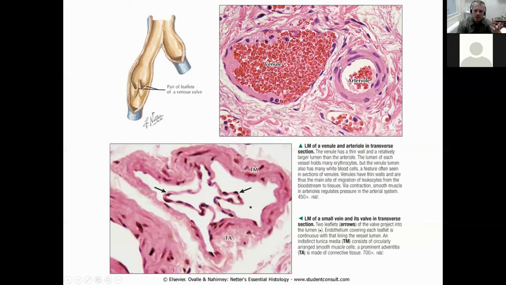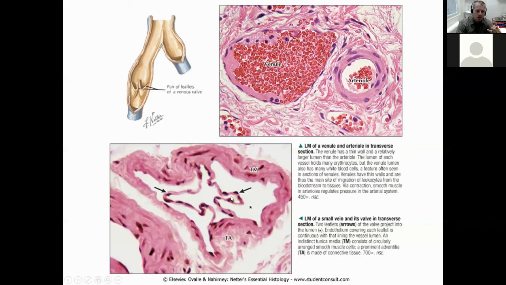Sometimes, if you're lucky, you can find in the venules also these valves. These are two leaflets of a valve. So you might be pretty sure that this is a venule. This one contains two layers of smooth muscle cells, but it is a valve, so it's a venule.